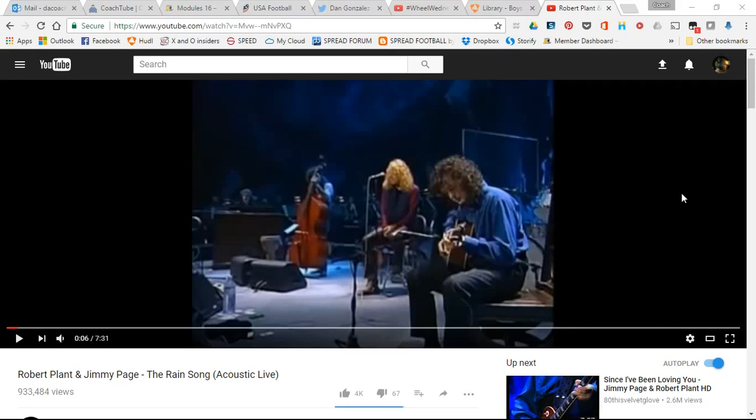Today's song choice is The Rain Song by Led Zeppelin. No Stairway to Heaven, no Black Dogs here. Find a nice Led Zeppelin deep cut.